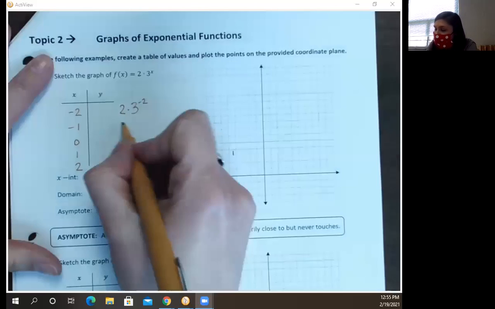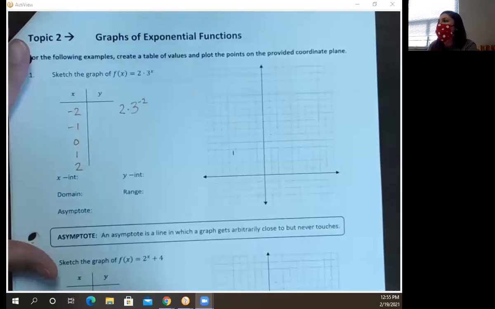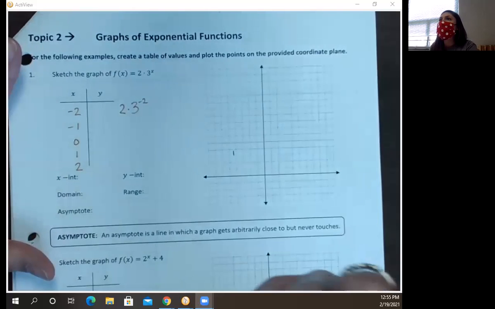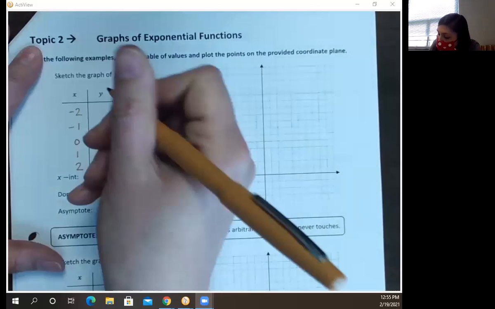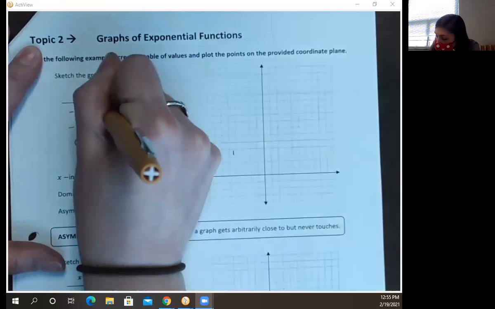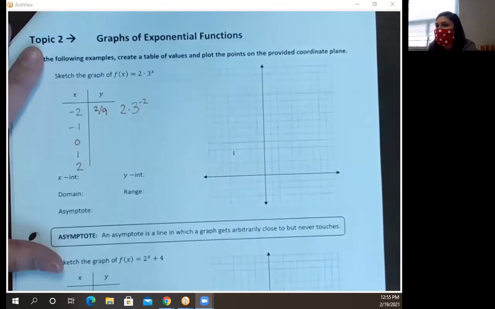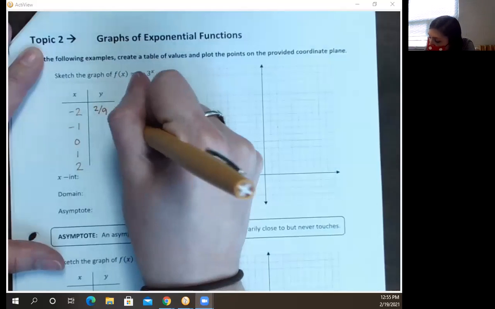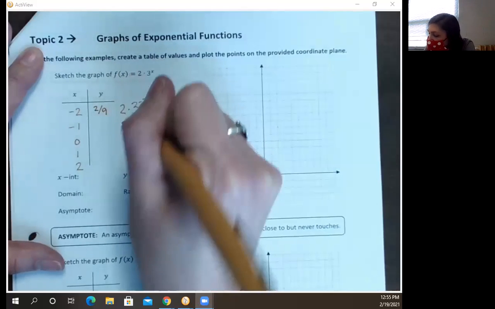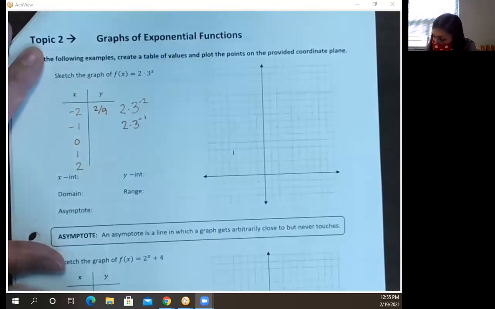And now this part is what we worked on a whole lot last week. And even last time that we met for class, Wednesday, right? We did this a whole bunch. So this is not new. So we would get 2/9 for our y value there. I think your calculator gives you the fraction as a default. Then if I plug in -1 for x, I would have 2 times 3 to the -1st power, which would give me 2/3.